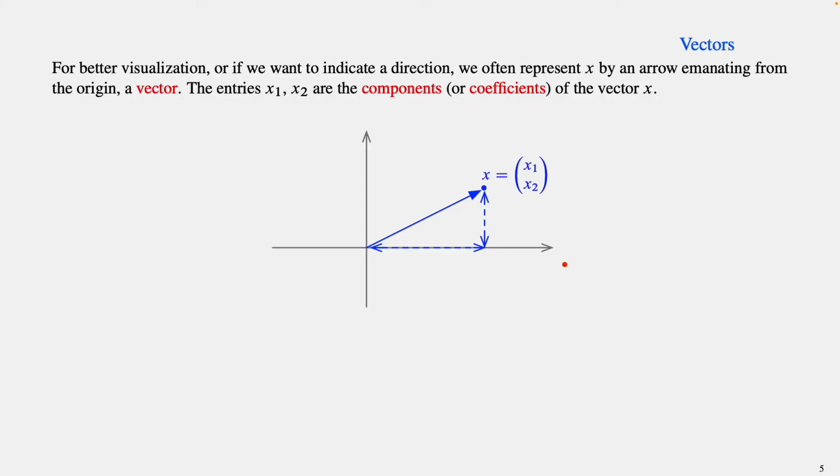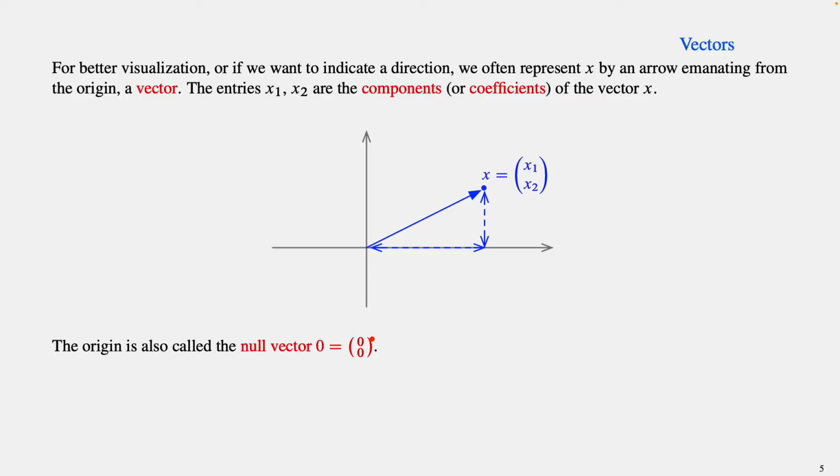And for better visualization, or if we want to indicate that we have some kind of direction going on, we often represent a point in the plane by an arrow emanating from the origin with coordinates 0, 0, and then we draw this arrow from the origin to our point x. With this point of view, we consider the point x to be a vector. Our two coordinates, x1 and x2, are called the components or the coefficients of the vector x. The origin is also called the null vector.